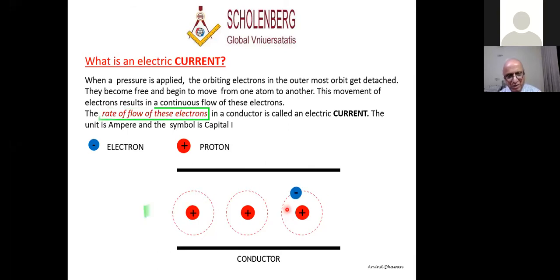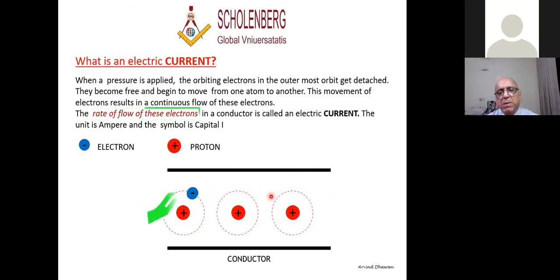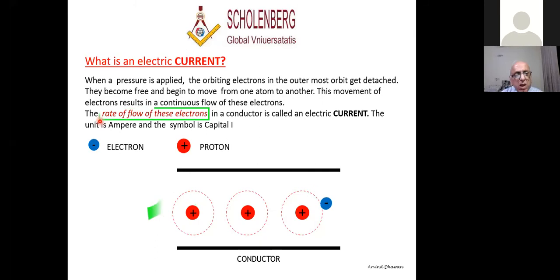So what is current? When a pressure is applied, the orbiting electrons in the outermost orbit get detached, they become free and begin to move. The electrons in every element. So when you apply a force, this electron gets detached and moves from one atom to the other, like jumping over like this. Now, when they're jumping from one atom to the other atom, it means a flow has started. It started flowing, like water is flowing. So the rate of flow of these electrons is called current. As simple as that. That is all you ought to know, that the rate of flow of electrons is called current. Okay. We go to the next slide.